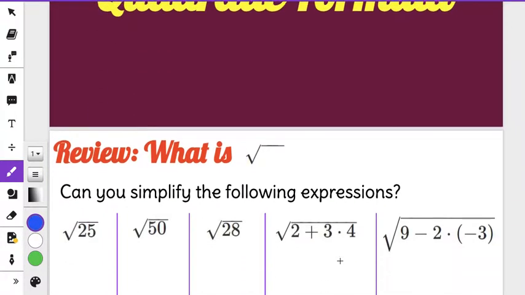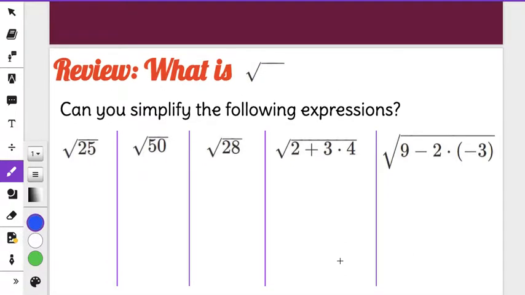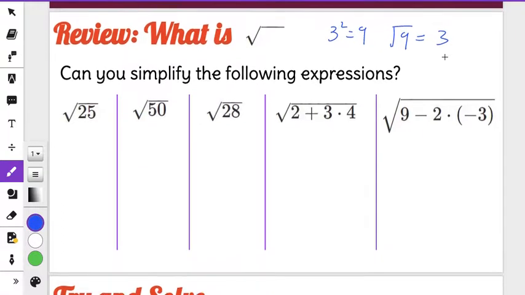So the first practice, we are going to do some review regarding the square root symbol. Some students already know the square root symbol is related to squares. For example, 3 squared equals 9, then the square root of 9 is 3. This is how we do that. This is like a reverse process of the square. So let's see how we do this one.